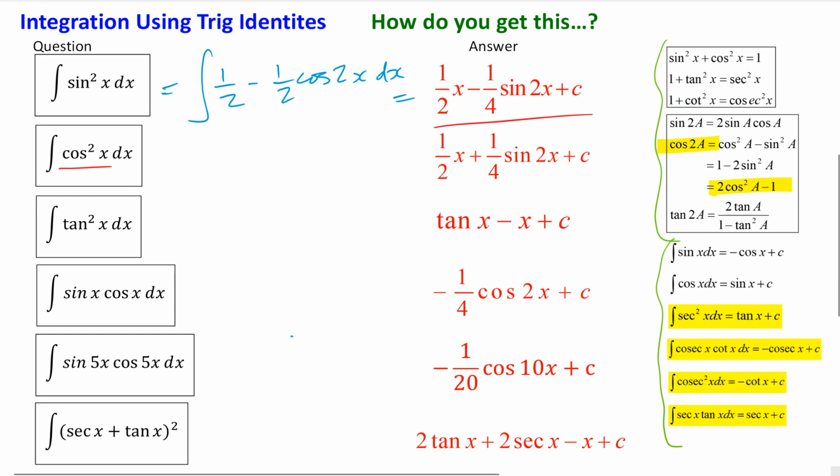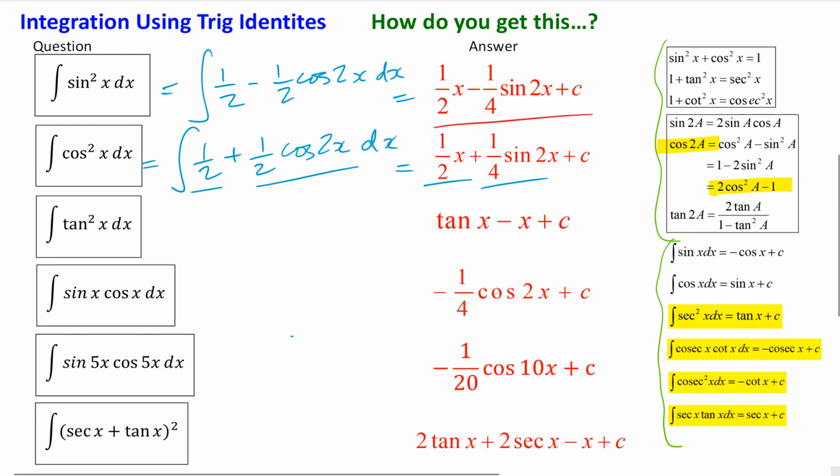Now rearranging that, what we can do is get cos squared on its own. So if we get cos squared on its own from that, we will get a half plus a half cos 2x. And we haven't integrated yet, but it's easy to integrate now. And we'll get this. The integral of a half is half x. The integral of this is this. So it's very similar to the previous one.